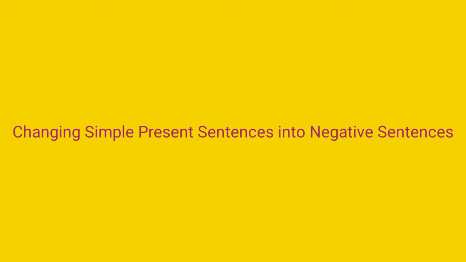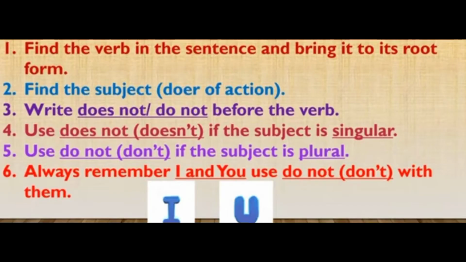Next is changing simple present sentences into negative sentences. There are some rules to change simple present sentences into negative sentences. First one is find the verb in the sentence and bring it to its root form. Like the verb plays, its root form is play. Second point is find the subject. Subject means who is doing the action. That means the doer of action. Third point is write does not or do not before the verb.